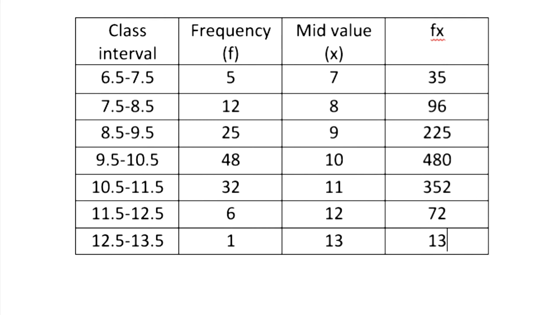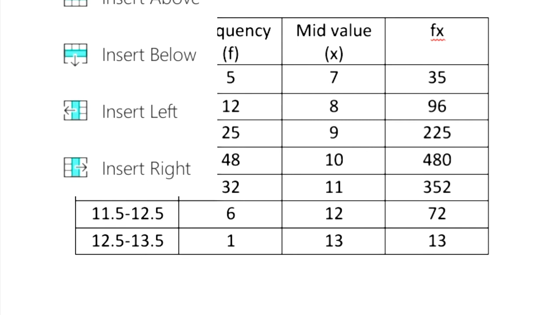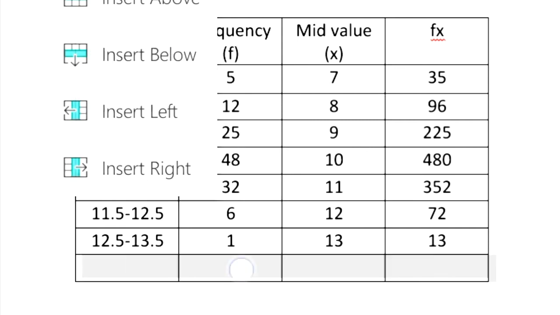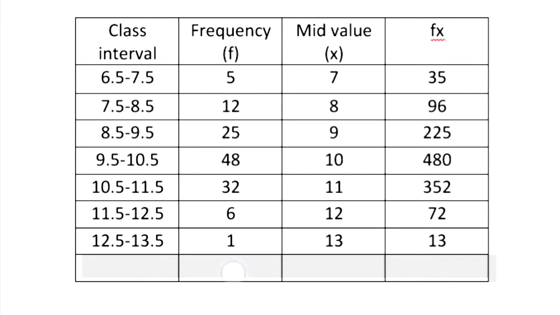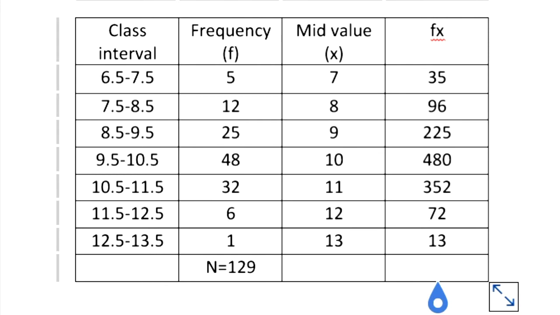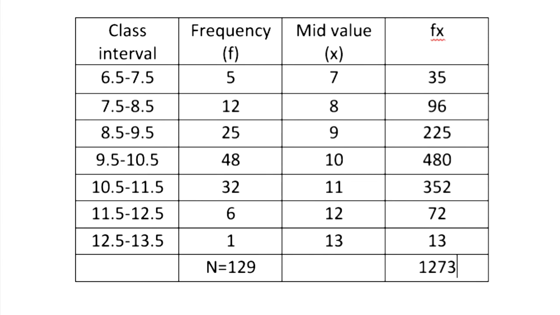After that, we will find the summation of the frequency values and the fx values. Total frequency will be denoted by n, and the total frequency value is 129. Summation of fx equal to 1273.